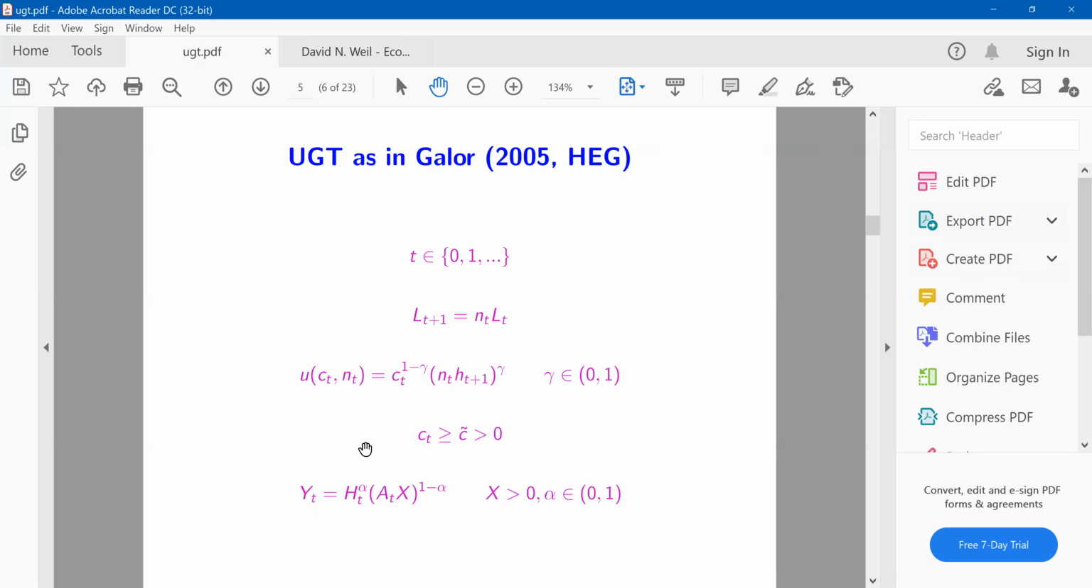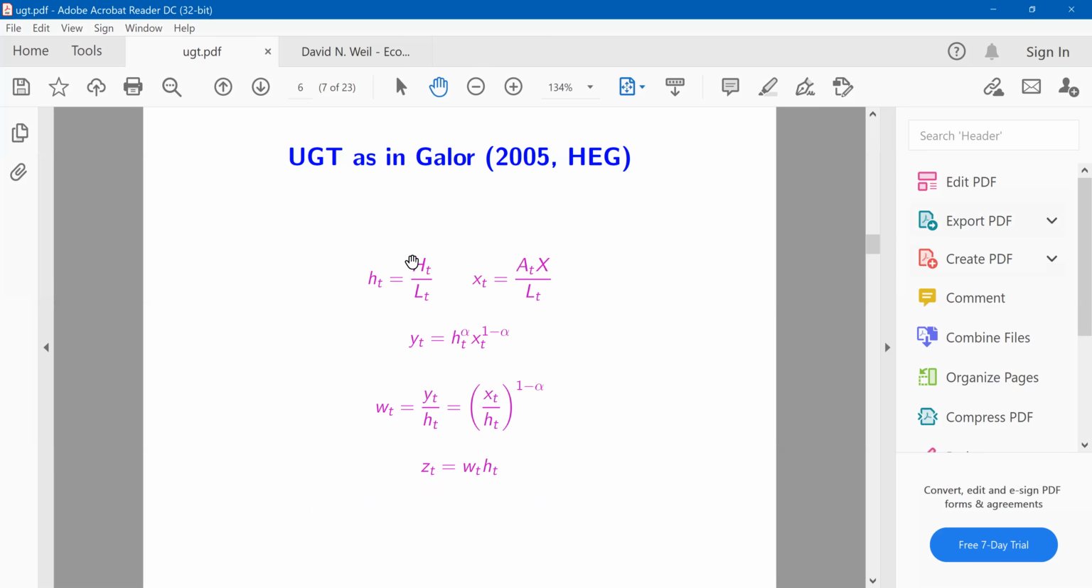Now, production technology is very simple. This is a Cobb-Douglas production technology. So H is labor here. This is the notation in this paper, by the way, Galor 2005 in Handbook of Economic Growth. A_t is the productivity variable, which will be endogenous. So this will be an endogenous growth model, okay? And X is natural resources. X is fixed, okay?